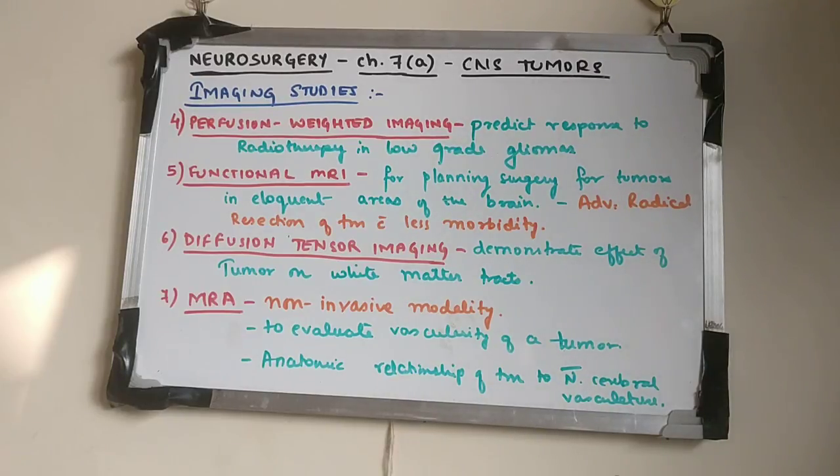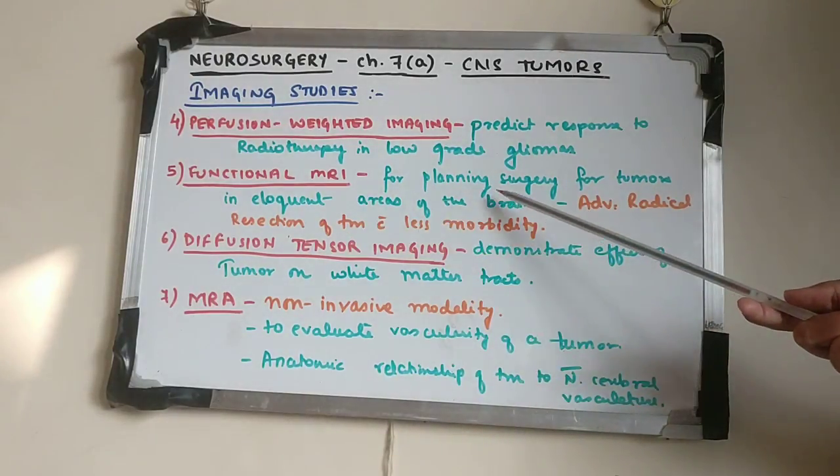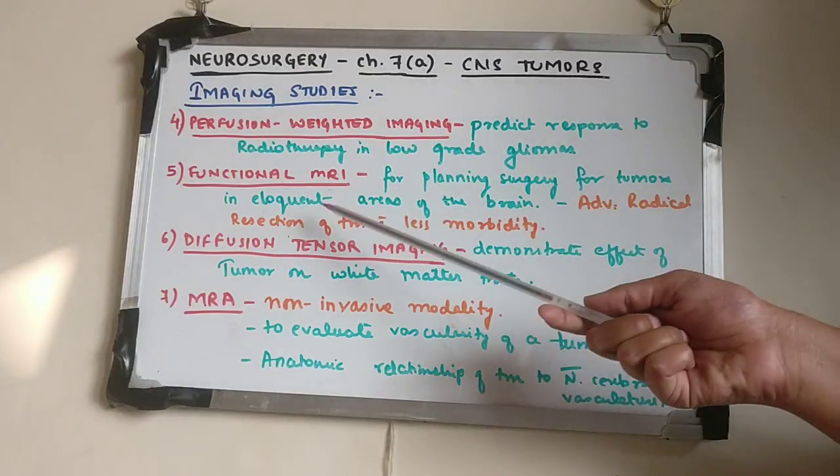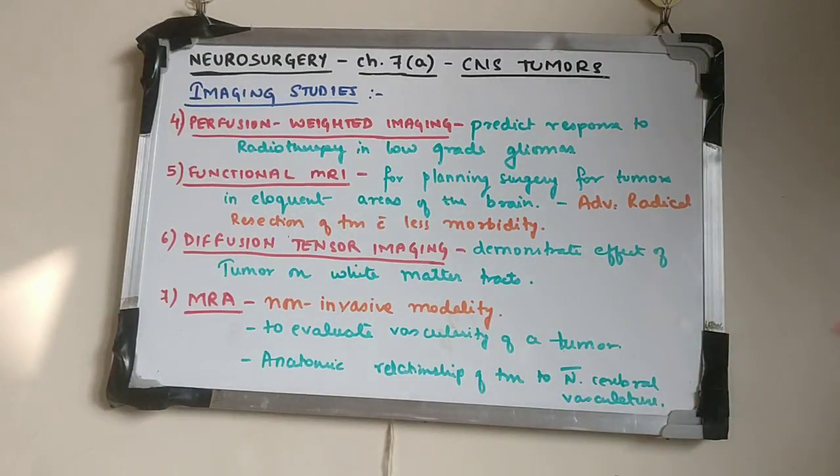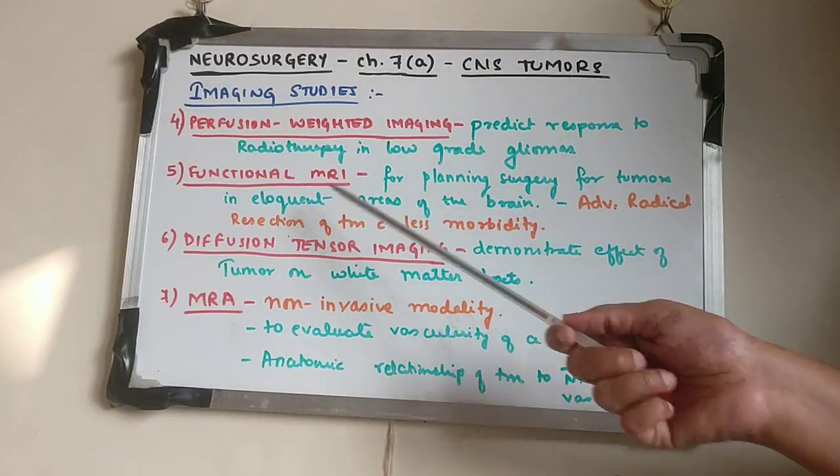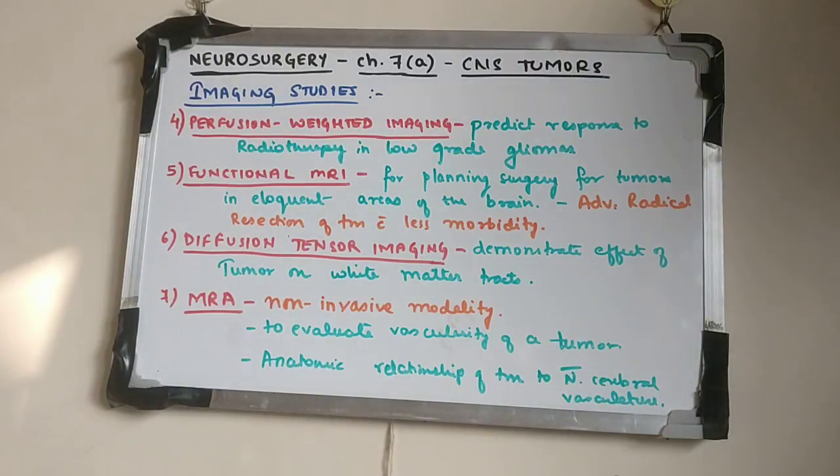So you can use the functional MRI for planning surgery for tumors in eloquent areas of the brain. Eloquent areas means the areas of the brain which have a particular specified function. For example, Broca's area in the dominant hemisphere. While if you go into the non-dominant hemisphere, the inferior temporal, inferior frontal gyrus, you will not find any particular function. So that would be your non-eloquent areas.